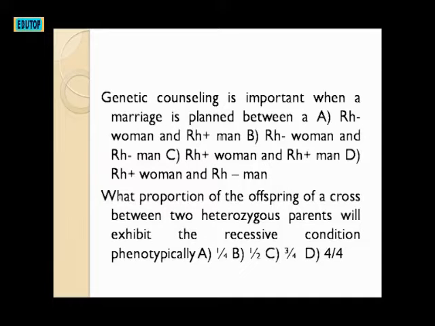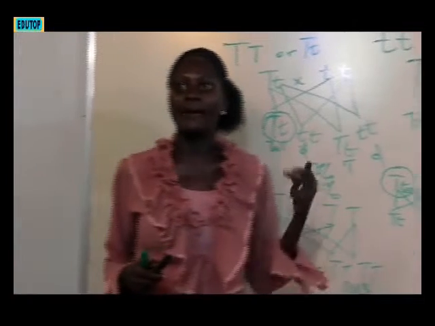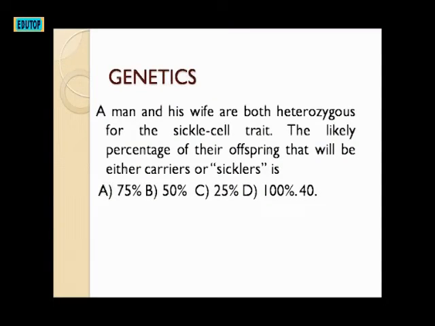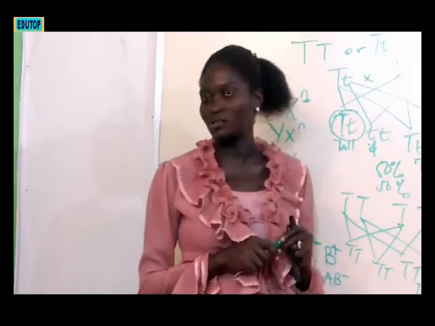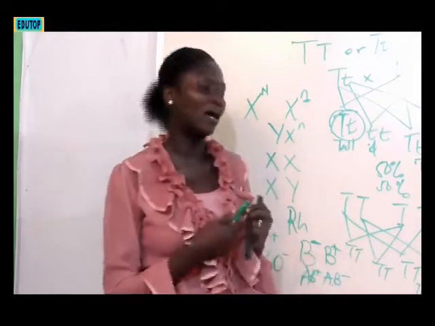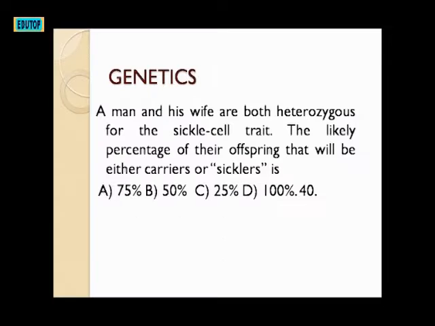Answer is A, 1/4. Our next question: a man and his wife are both heterozygous for the sickle cell trait. The likely percentage of their offspring that will either be carriers or sickle cellers is what? Now, this is another crucial thing that needs counseling, but that's not even where we are going in this question. They said a man and his wife are both heterozygous.